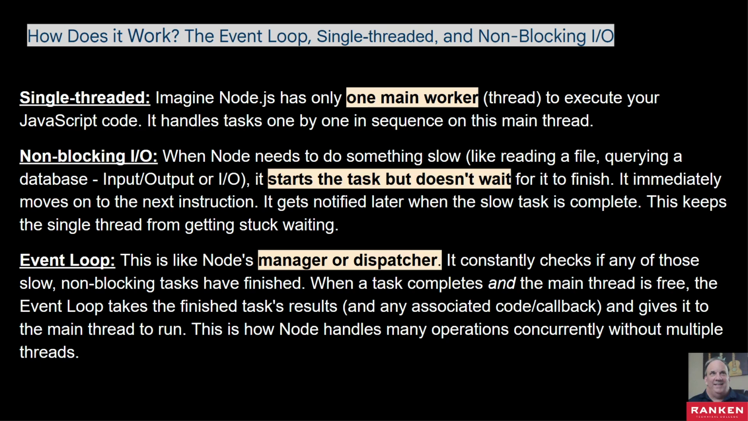When the task completes, the main thread is free, and the event loop takes the finished task results, and any associated code and callbacks, and we'll talk about callbacks here in a minute, and gives it to the main thread to run. This is how Node handles many operations concurrently without multiple threads. Okay.